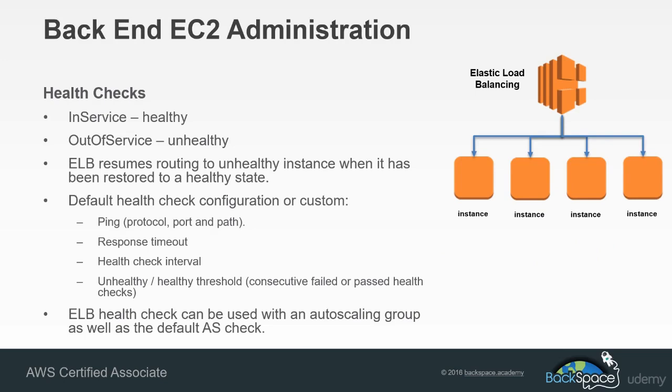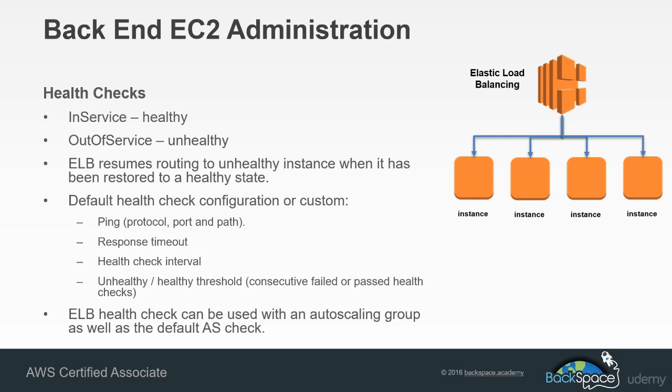So with our back-end EC2 instances, we still need to have administration of those. The elastic load balancer doesn't do everything for us. We still need to do administration on those to a certain extent. So we have health checks on those. So they are going to be in service if they're healthy, or they're going to be out of service if they are unhealthy. Now the ELB will resume routing to an unhealthy instance when it has been restored to a healthy state.